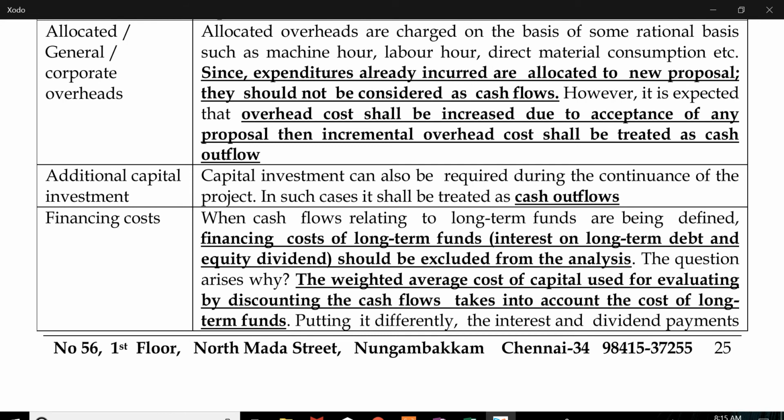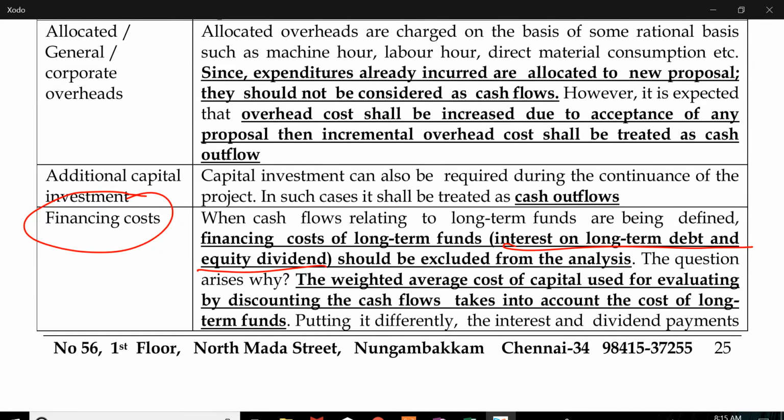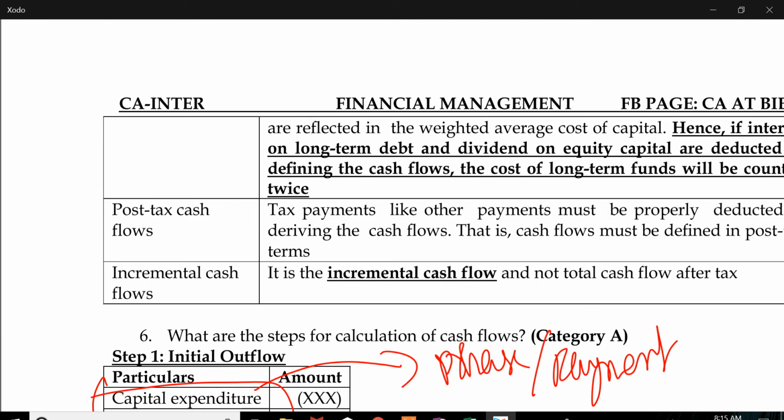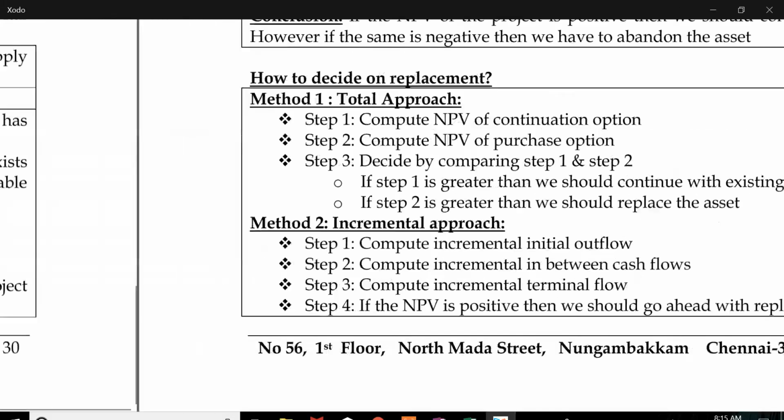Interest on long-term loans and dividends are technically called financing cost principles. So you are going to ignore interest on long-term debt, and equity dividend should be excluded from the analysis. You should never bring it into your analysis. Clear? Any doubts on this? The logic is same as what we have done in the cost sheet. Whatever I did in the cost sheet, the same rules apply here. So few critical things when you solve a problem: ignore allocated, apportioned, general, corporate overheads. Ignore interest expense. Purposefully they'll give you interest expense in a question. Clear? Any doubts on this?